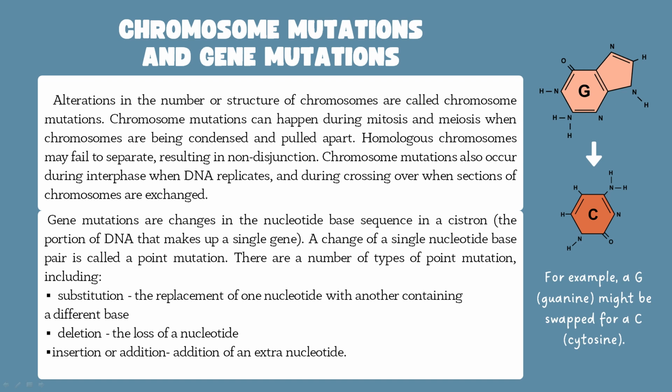Gene mutations are changes in the nucleotide base sequence in a cistron. A change of a single nucleotide base pair is called a point mutation. There are a number of types of point mutation, including substitution, the replacement of one nucleotide with another containing a different base; deletion, the loss of a nucleotide; insertion or addition of an extra nucleotide.